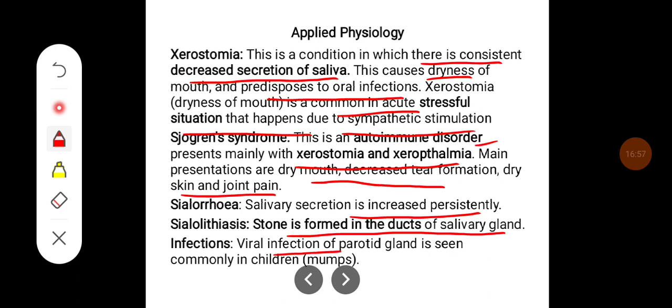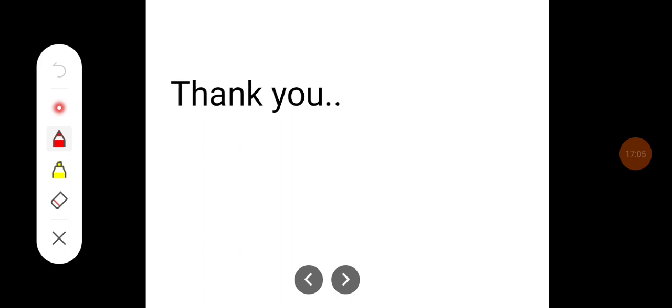There can be a viral infection which can lead to parotid gland inflammation, commonly seen in children, which is mumps. So this is in brief about the salivary glands and some of the applied aspects related to it.